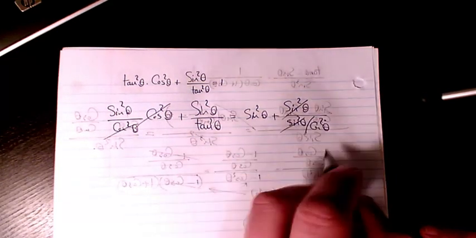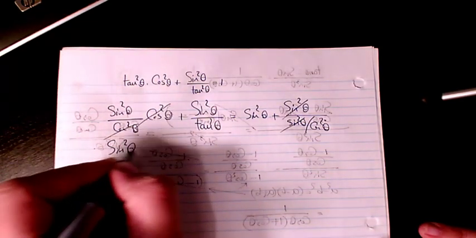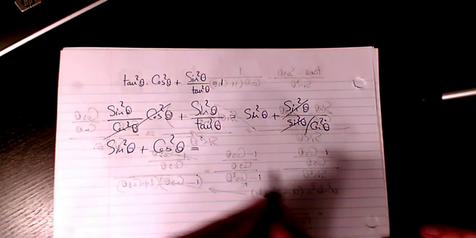Then these two cancel out and the cosine goes on top, so it's going to be sine squared plus cosine squared, and we know sine squared plus cosine squared is 1.